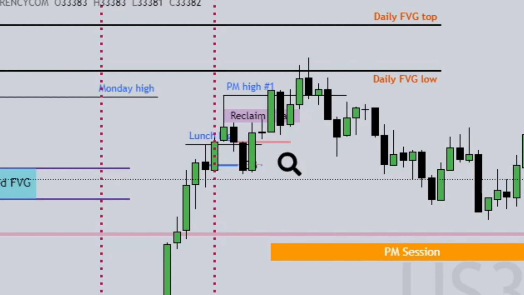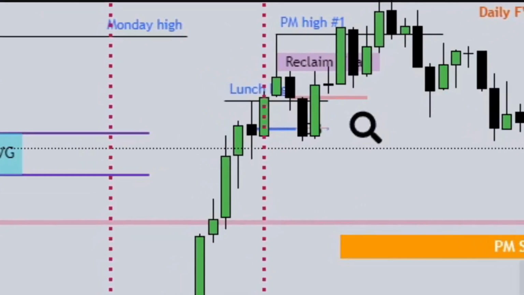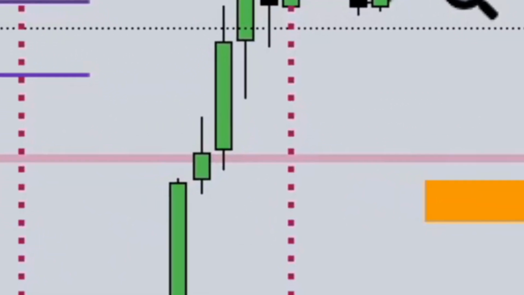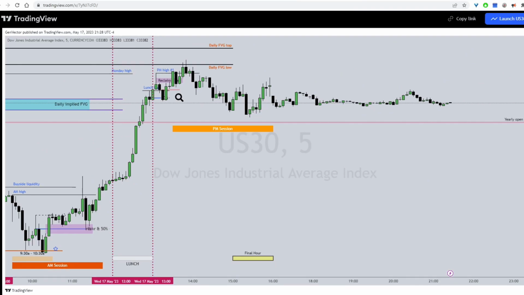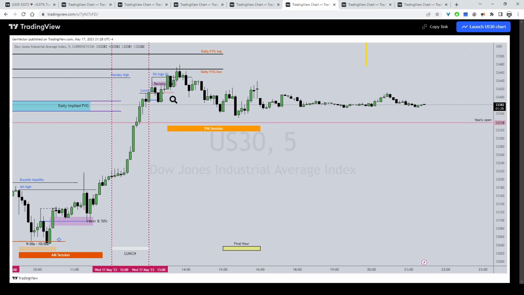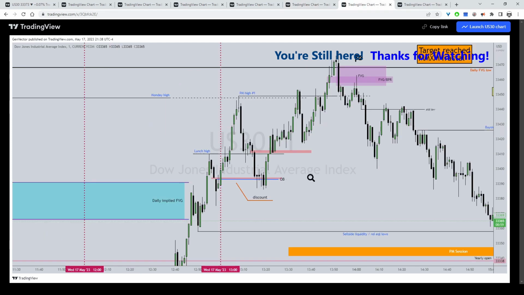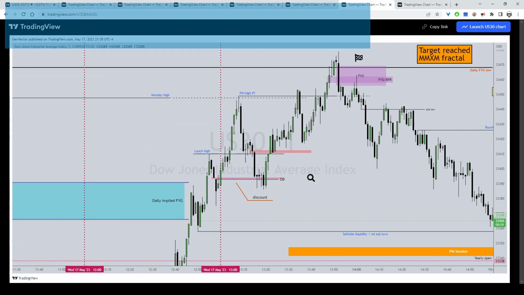Lunch price action is obviously bullish. We see that move aggressive, tagging the yearly open with a wick and then running very high. We're going to zoom in on the 1 minute chart. This entire fractal in the PM session is just a thing of beauty. So here we go. First part of this fractal, get into the PM session.